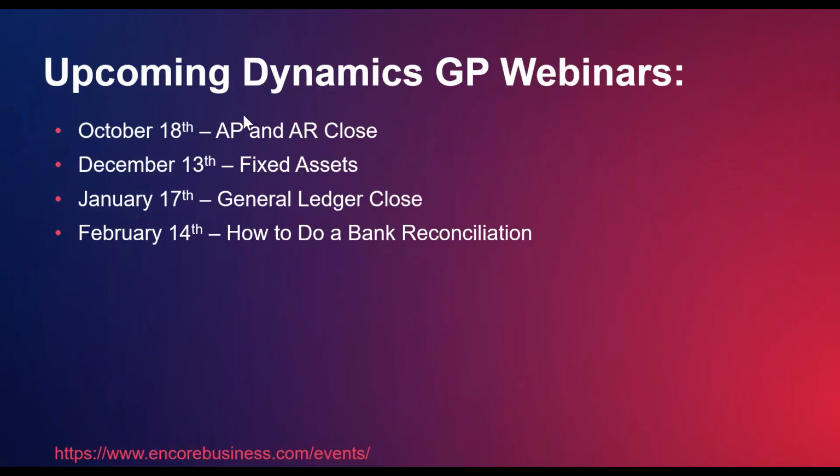So we have some upcoming GP webinars. Tess tells me that the 18th, the October and the December ones are available to be registered for at this point. The other two will be opening up soon. Don't know when. AP and AR closed: we'll be going through what reports you need to run, how you need to run them, what do we do, how do we make sure that our AP control accounts and our AR control accounts are balanced. What numbers are we looking at to make sure that they are balanced and things like that.